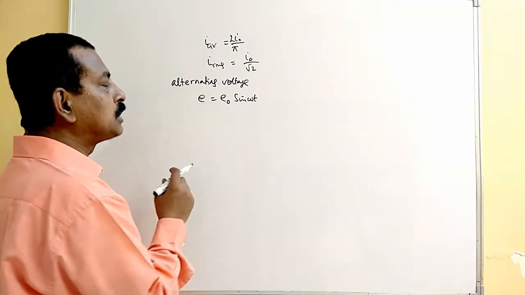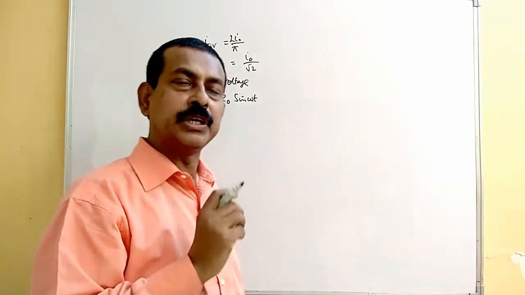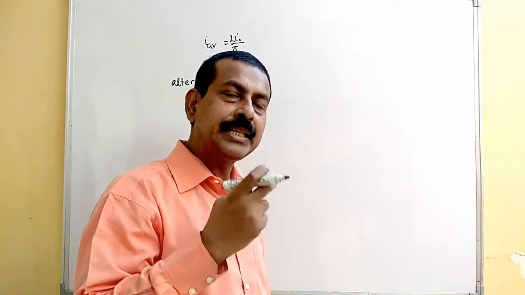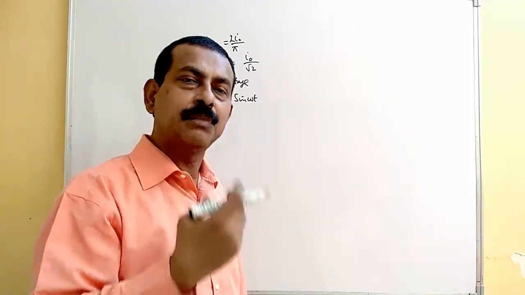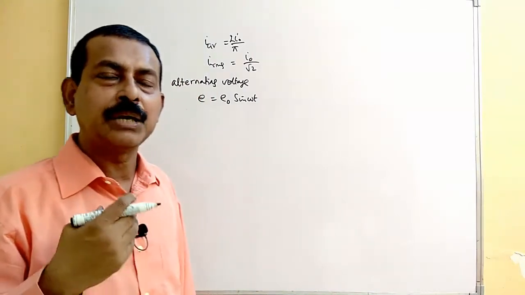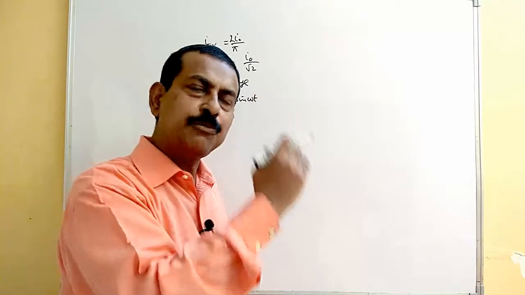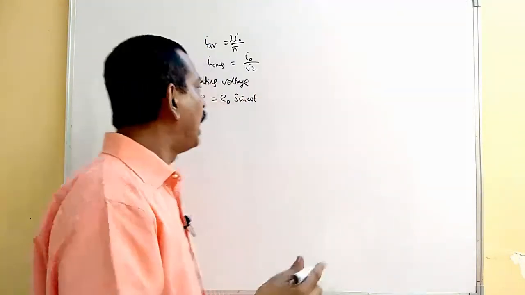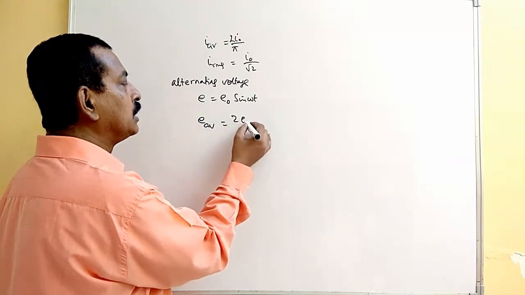Similarly, if you have to define average alternating voltage, we can say that it is the constant voltage which will supply the same amount of charge in the same duration of time as supplied by the alternating voltage in half cycle. The same way, the derivation will be there, and there you will get the expression for E average as 2 E naught by pi.